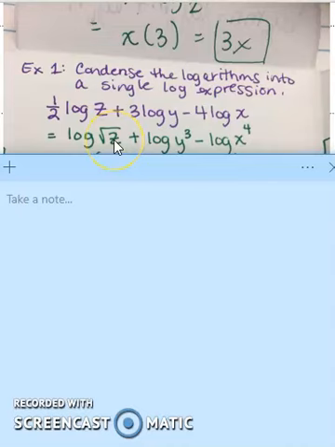So on my first step, you'll notice I brought the 1/2 on the z up, but z to the 1/2 is the same thing as the square root. Then I'll bring my 3 up on the y, and I'll bring my 4 up on the x. Notice I left my minus there where it was. I don't need to bring that up as well.